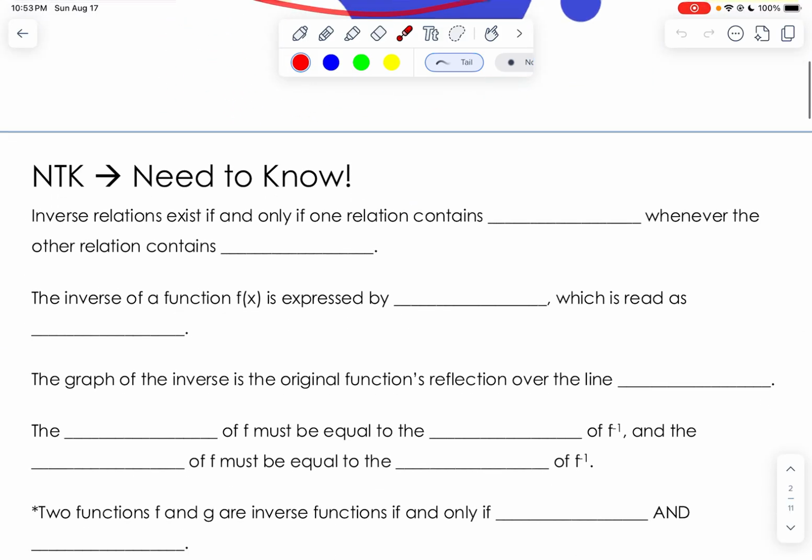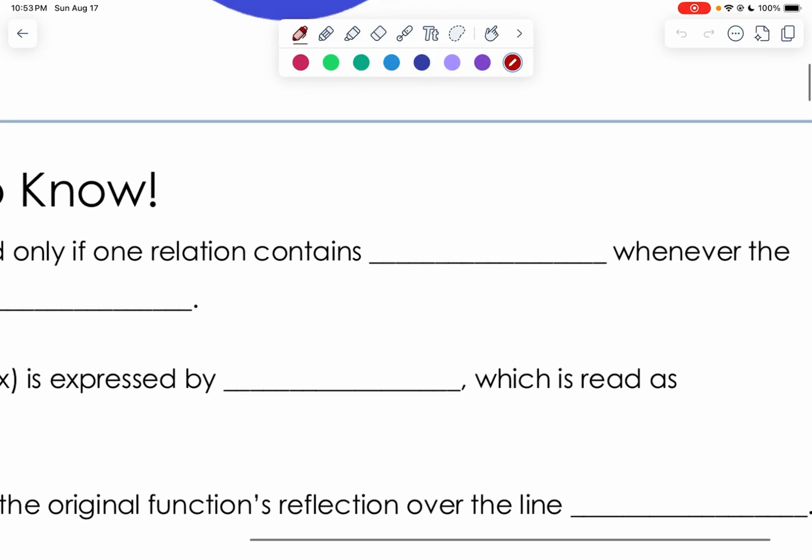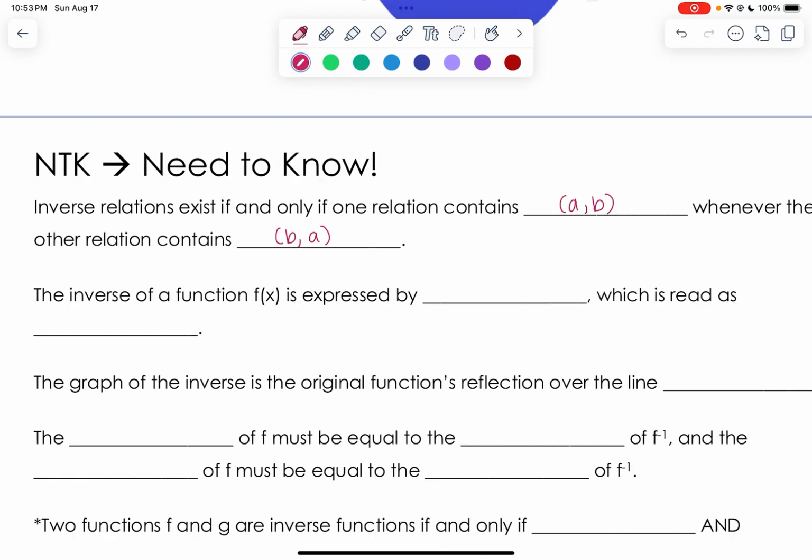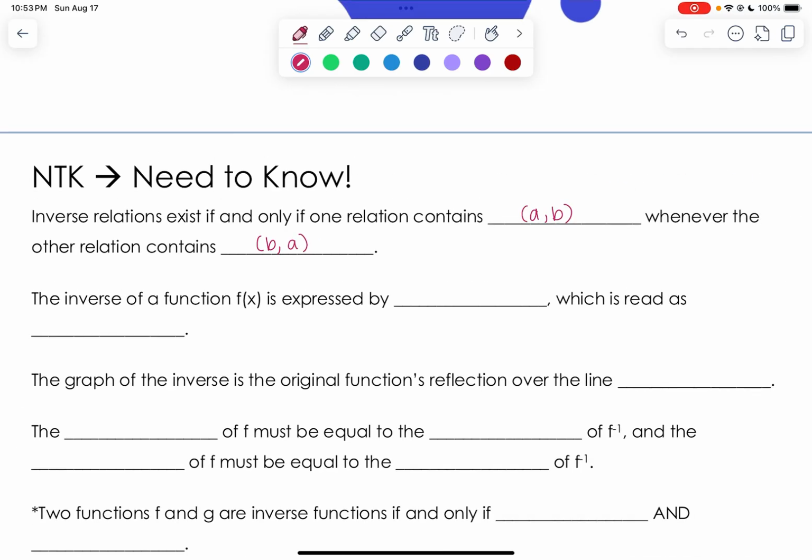Now, what you need to know, or the NTK for inverses, is that an inverse relation exists if and only if one relation contains the point (a, b) whenever the other relation contains the point (b, a). So if one function had (3, 5), then the other one would have to contain (5, 3).